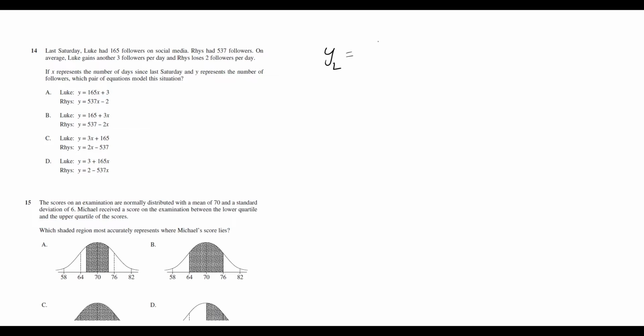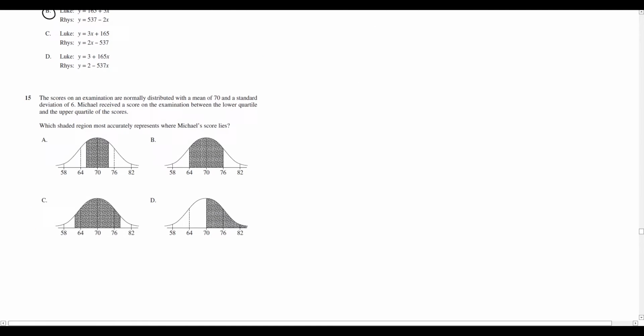That's going to be equal to, well, he starts with 165 and he gains 3 followers per day. It's going to be 165 plus 3x. And now Y for Reese, well, he starts with 537 followers, but he loses 2 followers per day. So that's going to be minus 2x. And now if we start looking through our different options, we see that only one of them will give us the result that we found, and that's going to be B. There we are. Okay, so last question of the multiple choice section here.